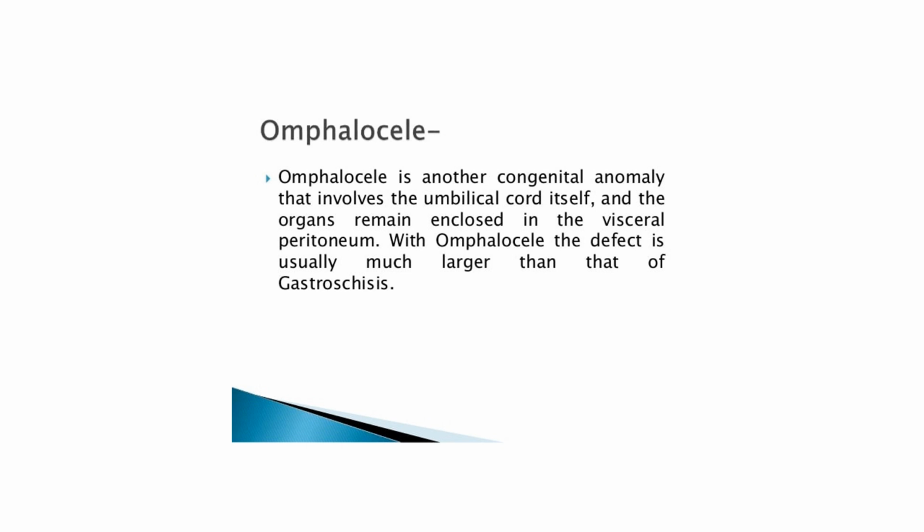I told you about gastroschisis, right? In that case, there will be no overlying sac over the protruded organ. But in the case of omphalocele, it is another kind of congenital abnormality in which the internal organs of the abdomen come out along with the umbilical cord itself, and there will be an overlying sac. And it is much larger than that of gastroschisis, okay.